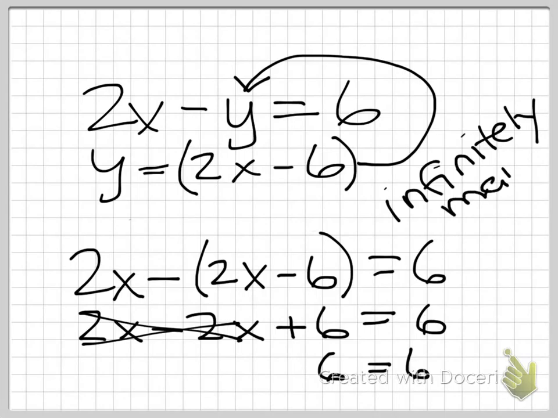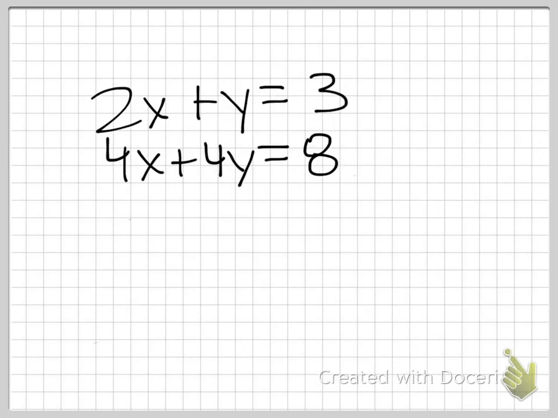Now, if you canceled out the variables and you got something that did not equal the same number, then it would be no solution. And if the variables don't cancel out, like the next example, you're going to have one solution where you have an x value and a y value.